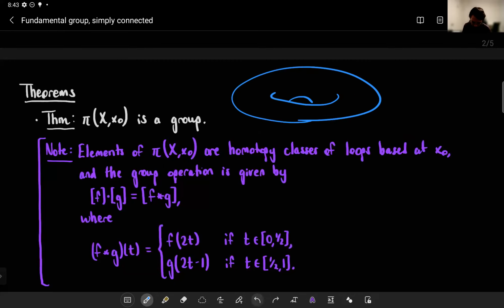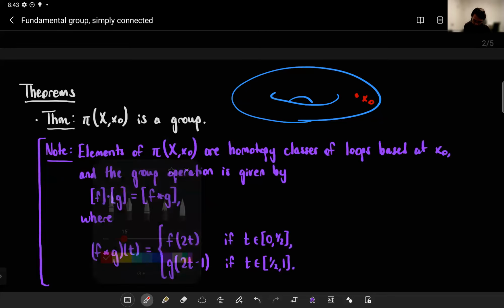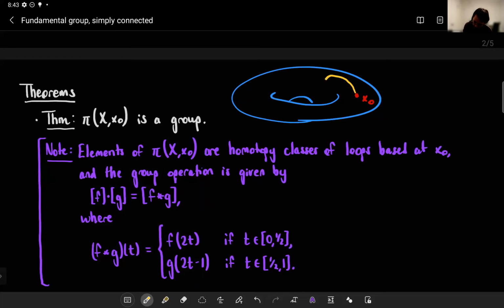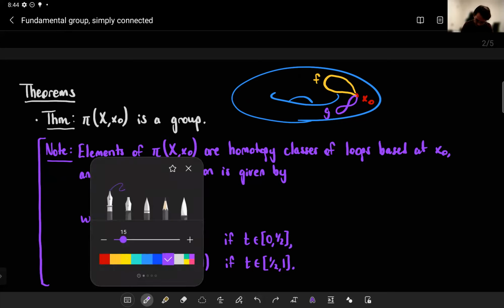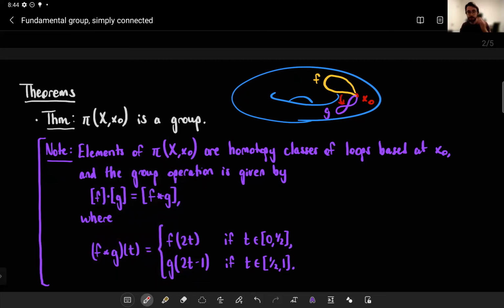For example, let me change colors a bit. If I have the point x0 and I consider this loop, fairly simple, let's call it f. And I also consider this loop, a little different, not too crazy, let's call it g. And using the language I used in the previous video, these are both just sort of necklaces that I've draped over a torus, right? Notice they're not wrapping around any weird part of the torus. They're just sitting atop it. And so you could conceive that it is possible to continuously deform one into the other.